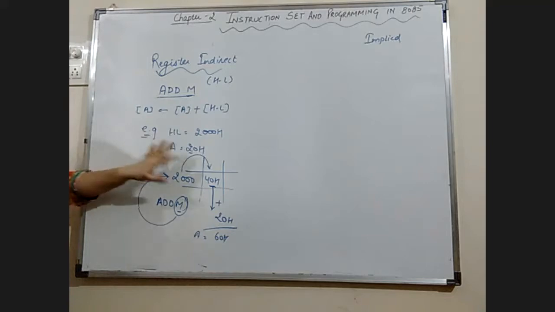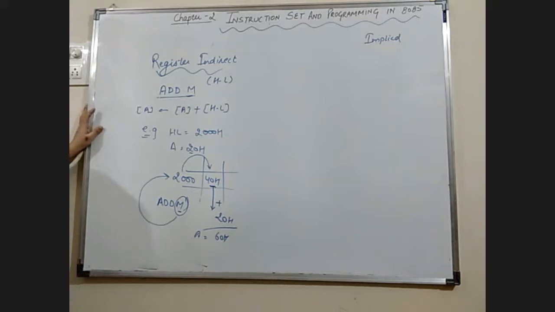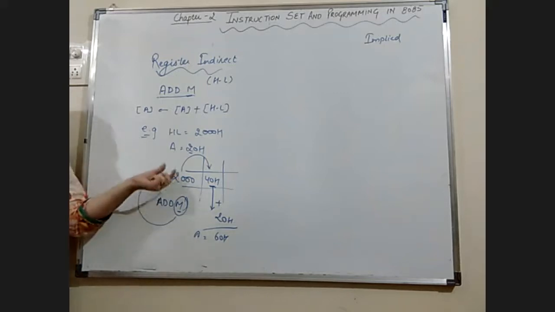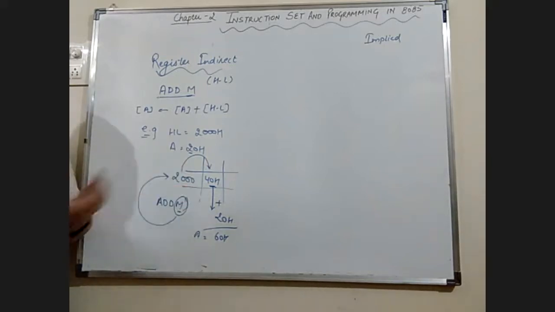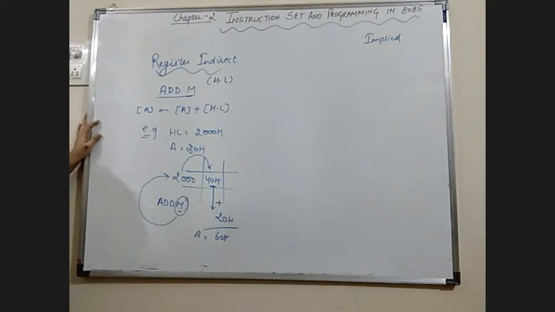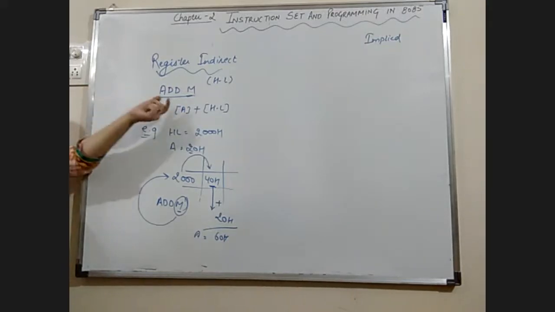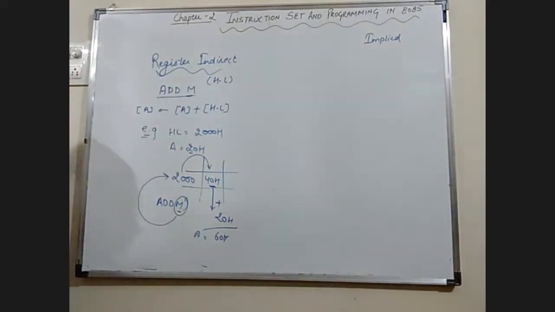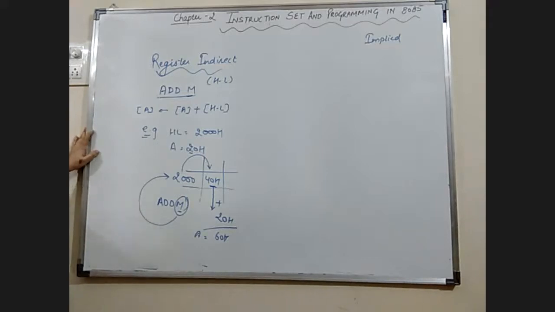So indirectly the microprocessor can get the data according to this program. But in case of direct addressing mode, the address is given directly in the instruction, so from that direct address the microprocessor will get the data. That is the difference between direct and register indirect. In case of register indirect, the microprocessor indirectly gets the address from the memory location that is pointed by this HL pair. So this is the register indirect addressing mode.